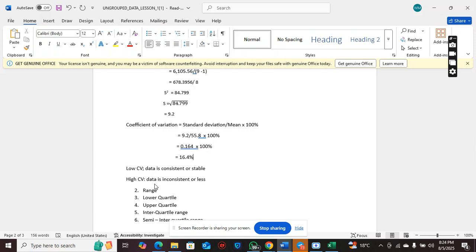It's relatively low. If you start getting coefficients of variation of 50% and above, those are the ones you can regard as high coefficients of variation. There your data can be more inconsistent or less stable. Any questions?